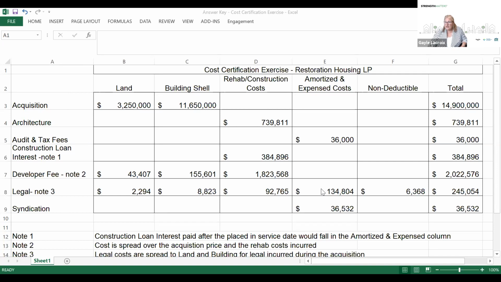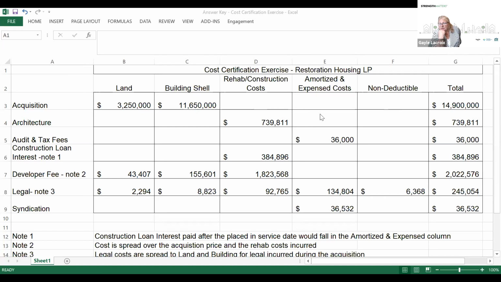If you look at the answer key that Scott's provided, I think the first line should be pretty self-explanatory. If you look at your funders requisition, you'll see 3.25 million in land acquisition cost and 11,650 for the building shell itself. And when you add those together, you get to the total acquisition price.